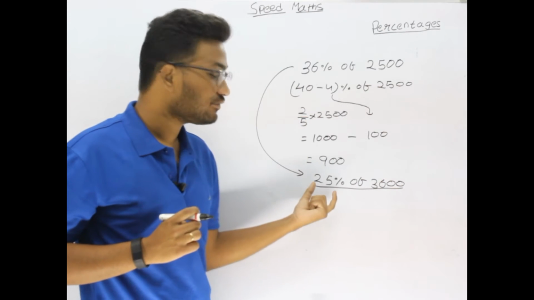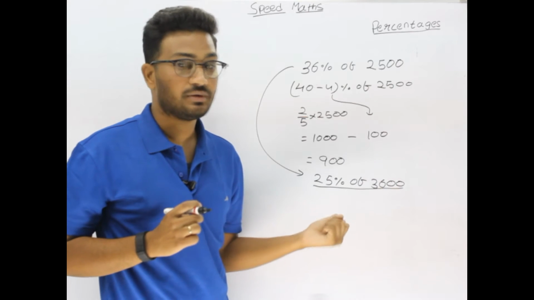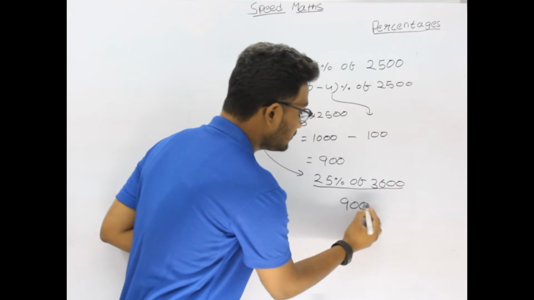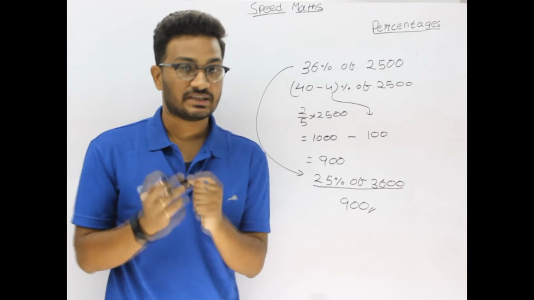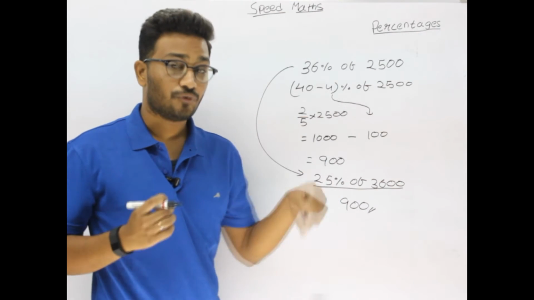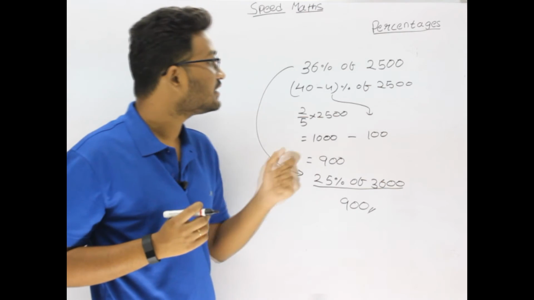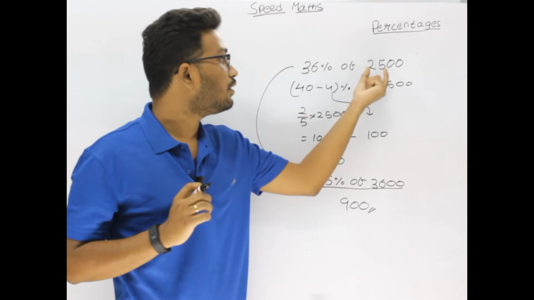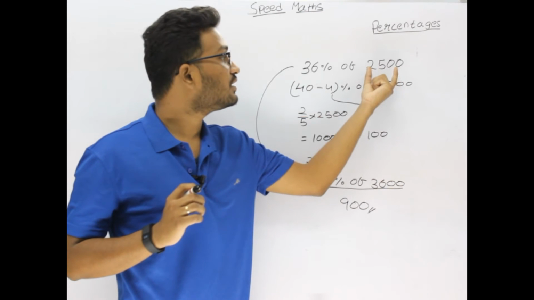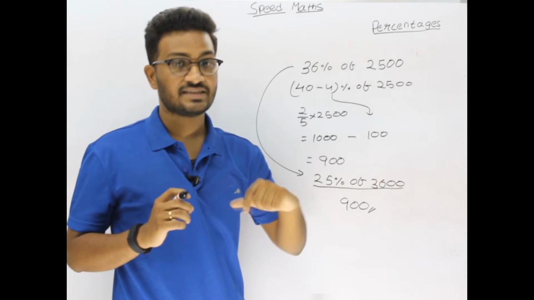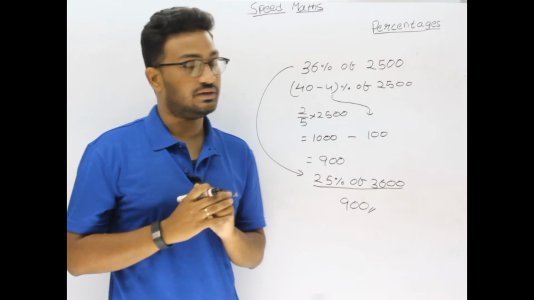Now after that, we all know that 25% is 1 by 4. So 1 by 4 of 3600 is 900. So within one step we got the answer. So what is the idea or the logic behind this? If we know any number, like this 2500, we know 25 as a percentage and its fractional equivalent.